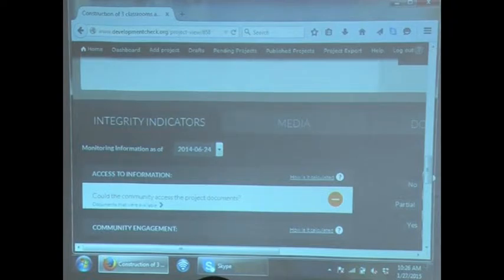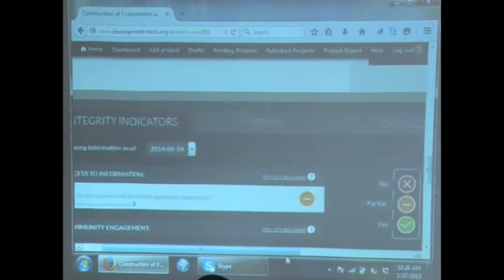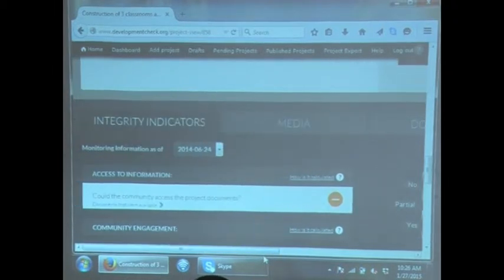When it's green, that is good. When it's red, that is bad. When it's amber, then it's partial. So those are the same ones we are using. So in this case, access to project documents was partial.